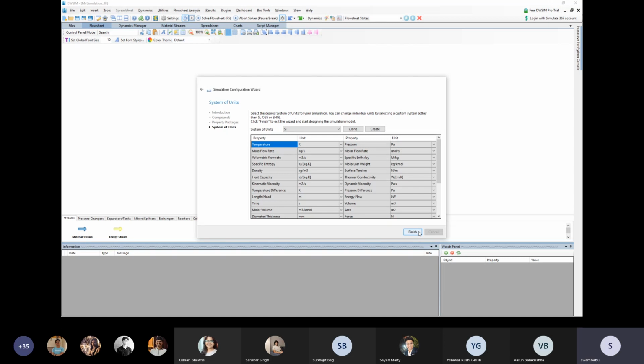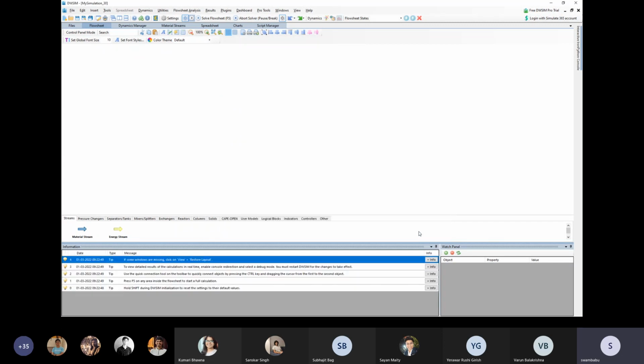Next, I want to use the SI system, SI unit system. I have discussed this in the last class. So the first thing is the material stream.